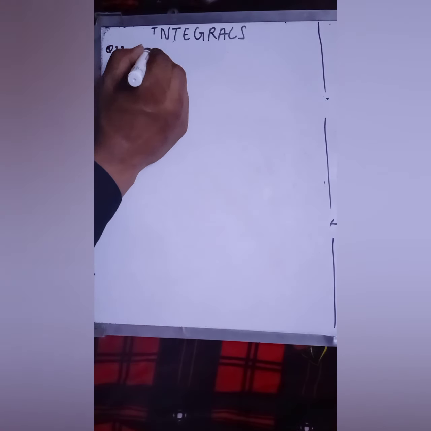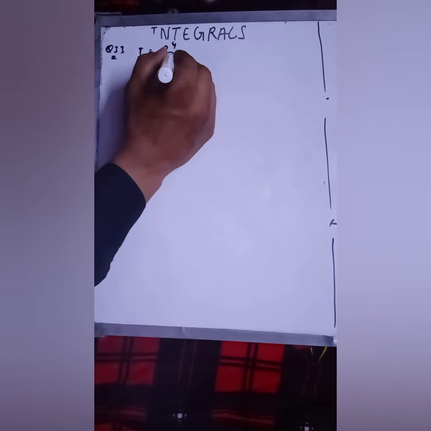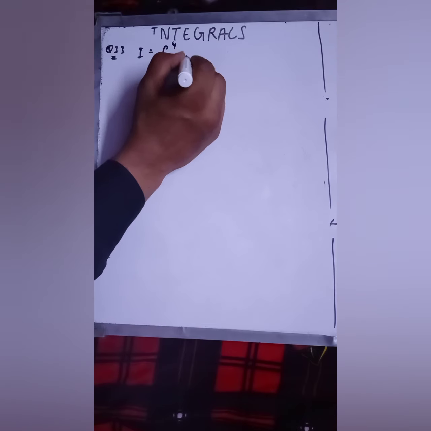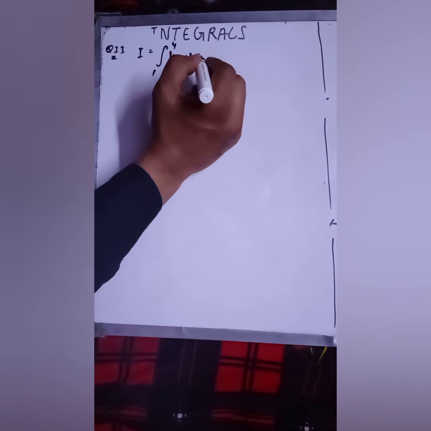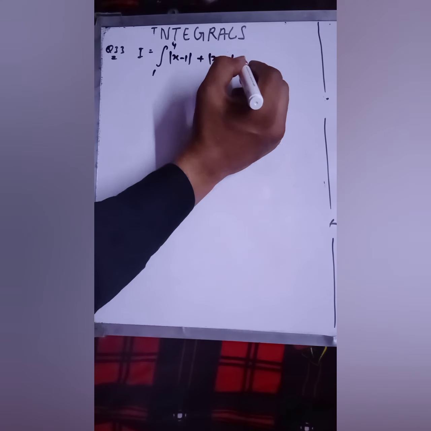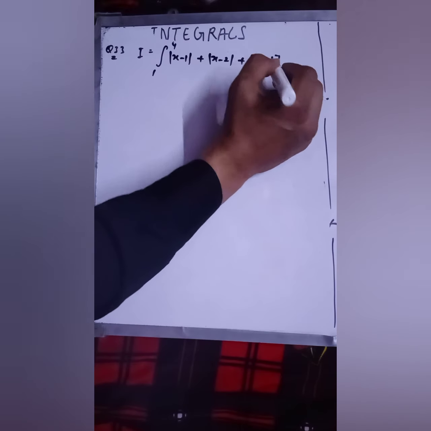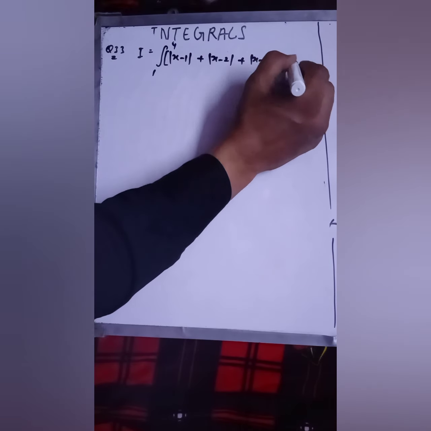Now see children, question number 33. Your I is equal to the integration from 1 to 4 of |x minus 1| plus |x minus 2| plus |x minus 3| into dx. Just you have to find out the integration of this.